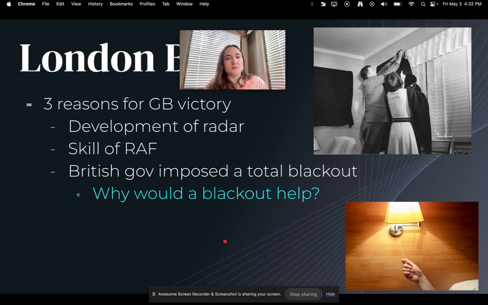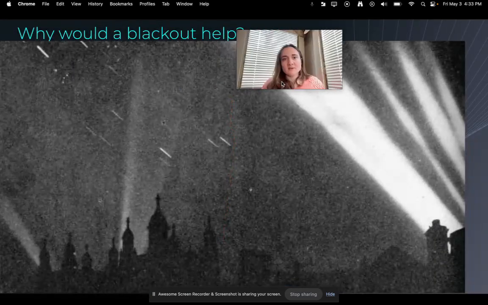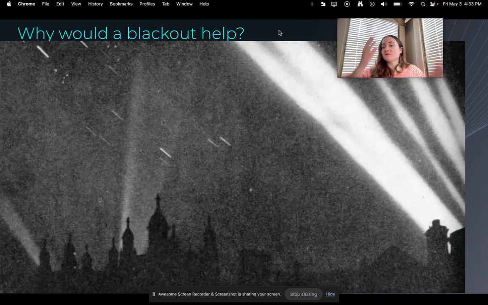So why would a blackout help? Yeah, it's harder to see from above, right? If a German plane is flying above and the pilot looks down, they're just looking at complete darkness. They can't see where anything is, like any of the major buildings. They're dropping bombs blindly at that point.